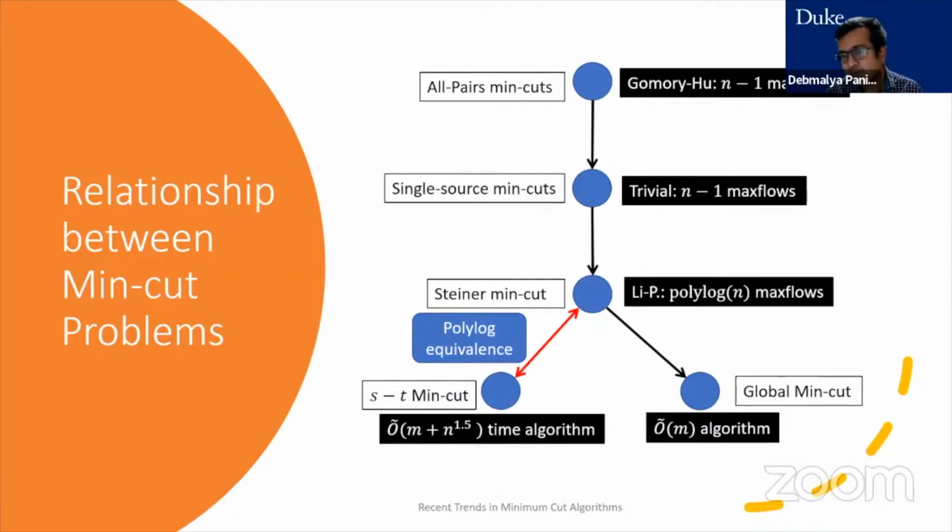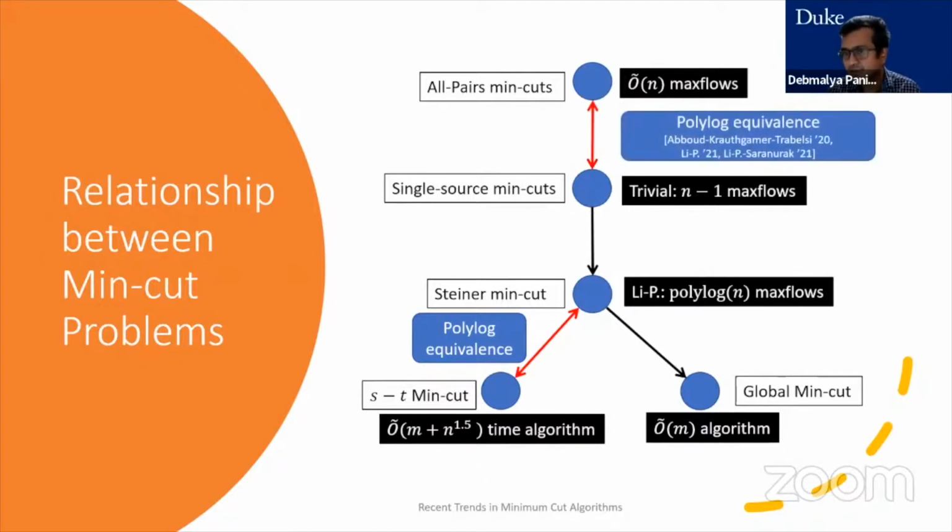Now, one thing you might wonder looking at this is whether there's also an equivalence between the problems on top. Gomory-Hu, the all pairs min-cuts problem, and the single source min-cuts problem, both of them have the same running time, n-1 max flows. So you might wonder, can I use any single source min-cuts algorithm to solve all pairs min-cuts, or is the Gomory-Hu algorithm special in some way?